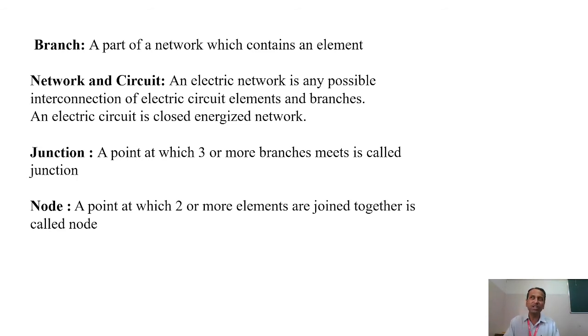Junction. What is a junction? A point at which three or more branches meet is called a junction. Three or more branches meeting together. Okay, three or more, I said, is a junction. What is a node? A point at which two or more elements are joined together is called a node.